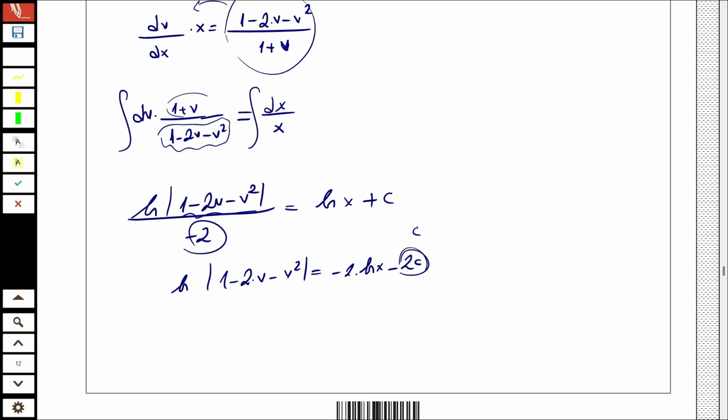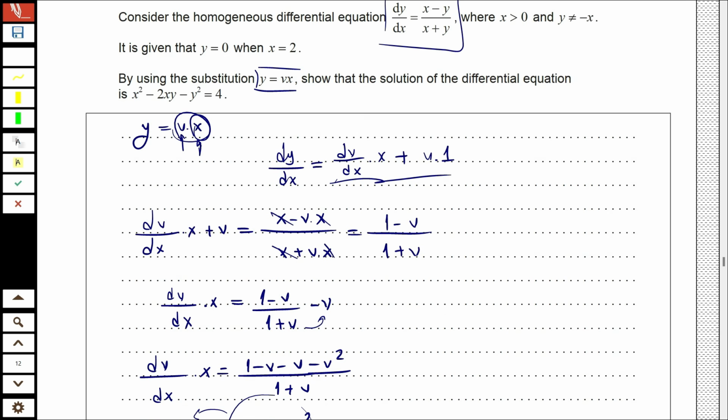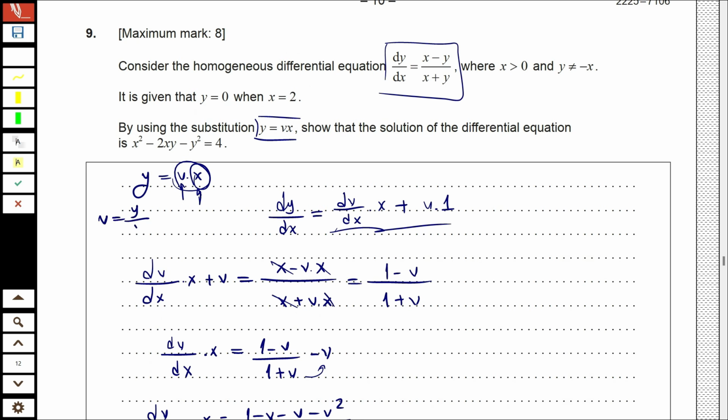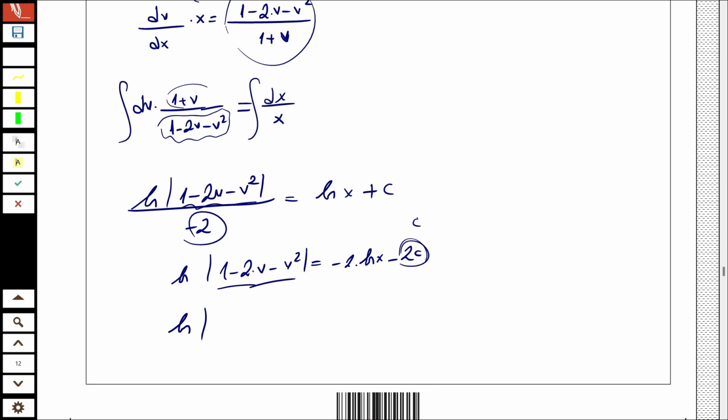So what we're going to do now, from here you can write, we know that v equals y over x. So replace it by y over x. It's going to be ln of 1 minus 2 times y over x minus y squared over x squared. And by the property of logarithms, you can take this minus 2 to the power of x. It's going to be ln of x to the power of minus 2. And again, you can also use this constant in the logarithm. This is also a property of the logarithm, and you can just write c.